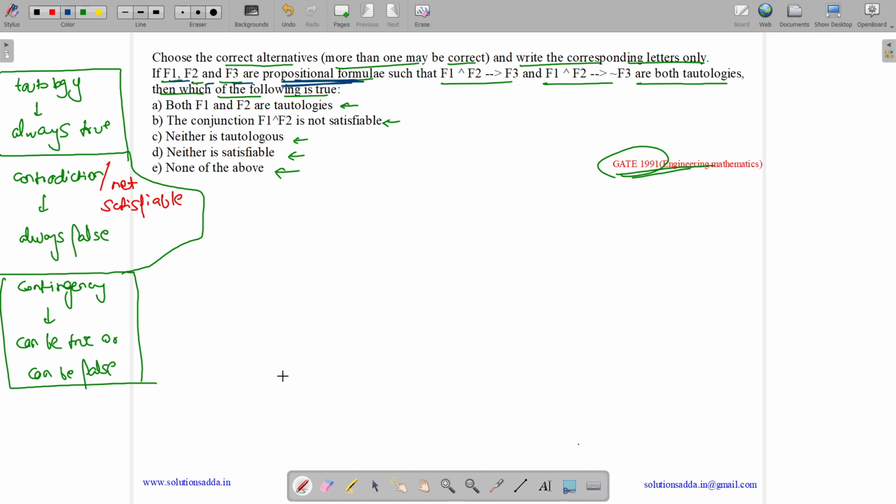So the question says they are propositional variables. Now let me tell you one more thing. What is P implies Q? It is equivalent to negation of P plus Q, or we can write negation of P or Q. Okay. Now it is saying F1 and F2 implies F3 is a tautology, which means we have F1, we have F2, and then we have F1 and F2 implies F3. And then we have another term, F1 and F2 implies negation of F3.